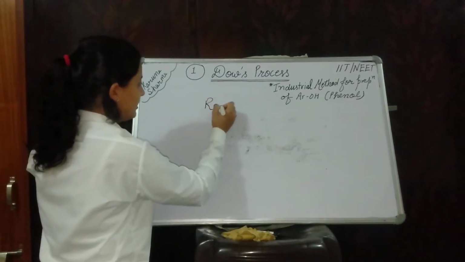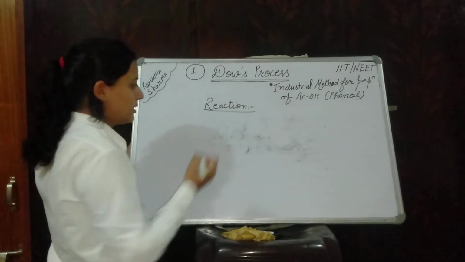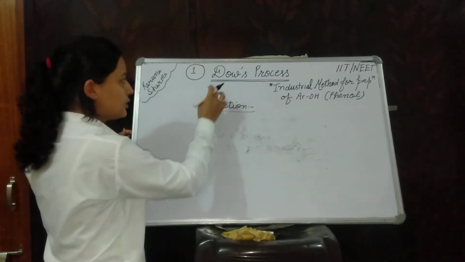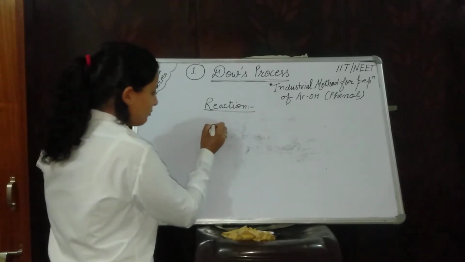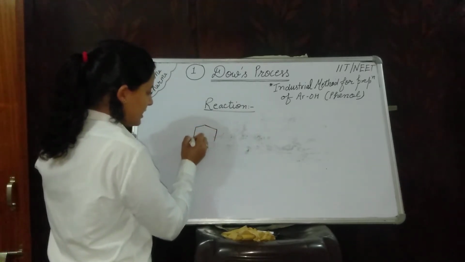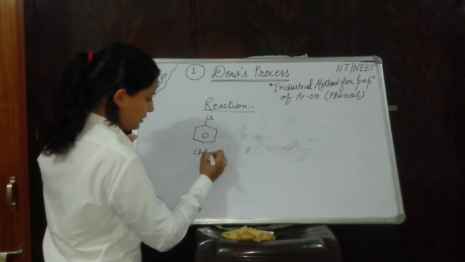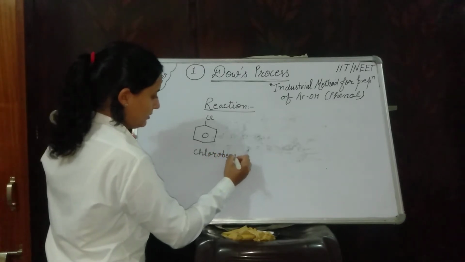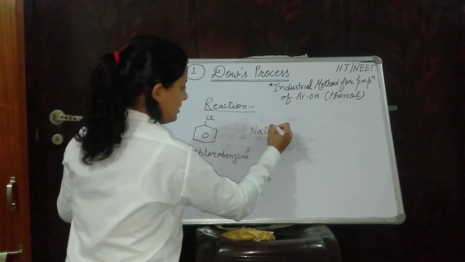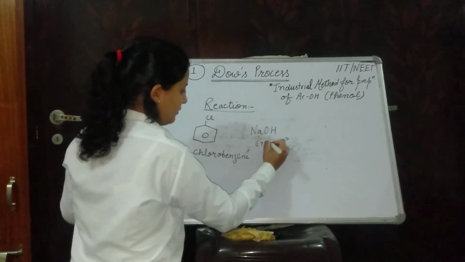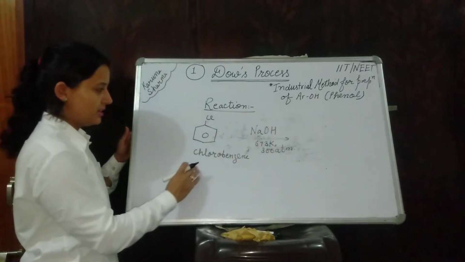Now the reaction which is given in your NCERT book. In the NCERT book there is no mention of the name of the process. A simple reaction is given. First we write chlorobenzene in presence of sodium hydroxide, 673 Kelvin, 300 atm pressure you have to take.